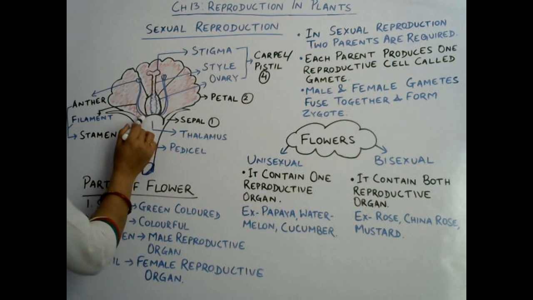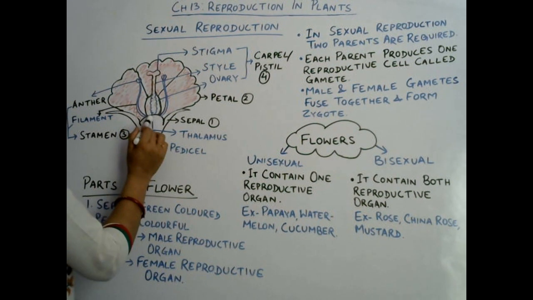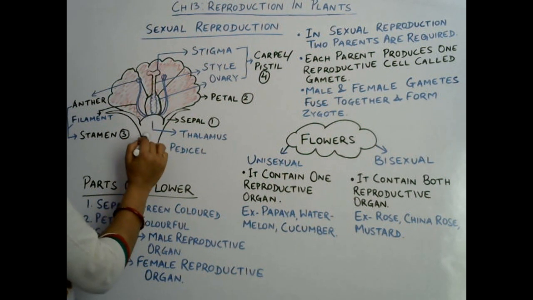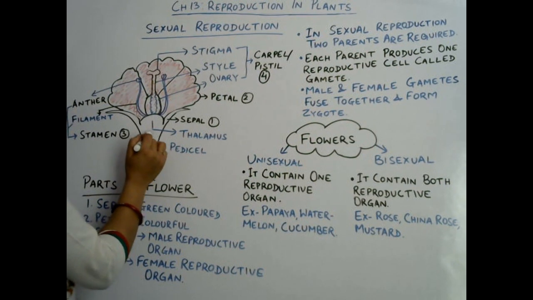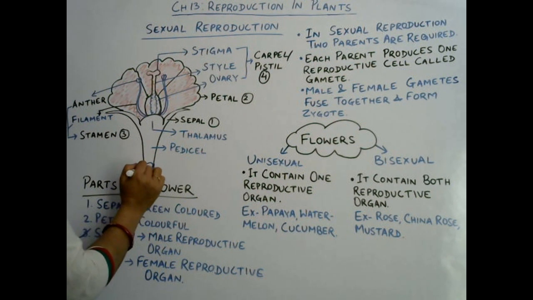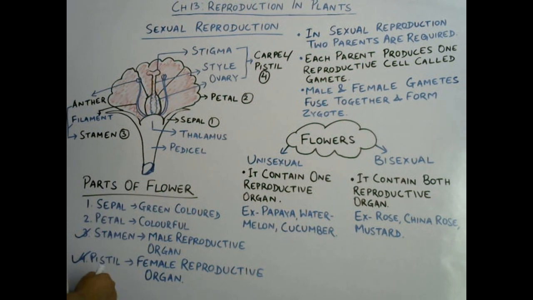Basically the ovary is located just above the thalamus. The thalamus holds the ovary over it, and the thalamus joins the branch of the flower, the stem of the flower, which is called the pedicel. The part of the branch that holds the flower is called the pedicel, the stalk of the flower. In this way we can see the structure of a flower. Flowers are beautiful, attractive and so many colored. Now you look at the screen.